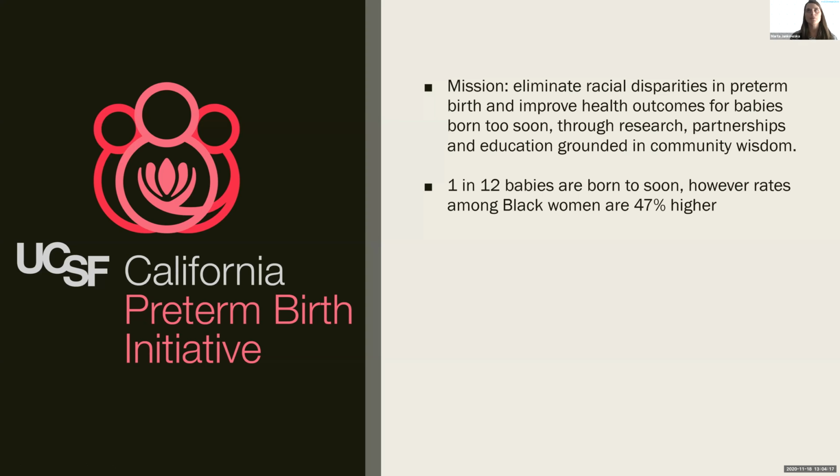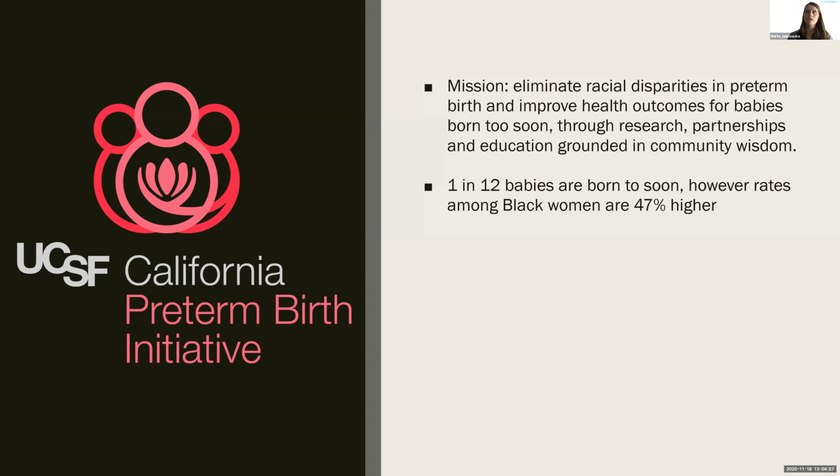The UCSF California Preterm Birth Initiative is a project that started a couple of years ago, and the mission is to eliminate racial disparities in preterm birth and to improve health outcomes for babies born too soon. A lot of people are not aware that preterm birth is actually quite a big public health issue, specifically in California, but throughout the United States. One in 12 babies in California are born prematurely, and this can lead to all kinds of different complications in health. It can lead to everything from delayed learning and delayed milestones to problems with respiratory issues and problems with lung development, and in some cases can even lead to death.